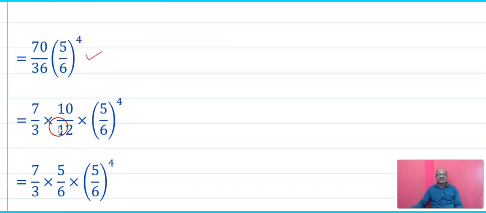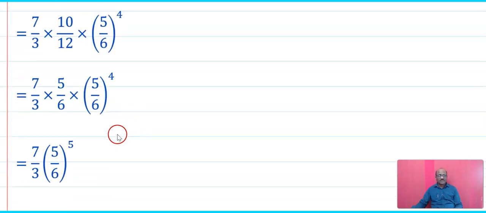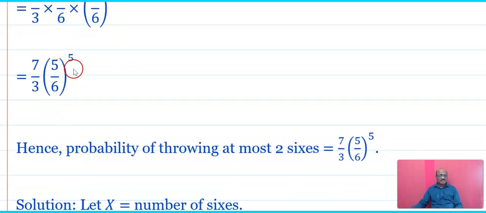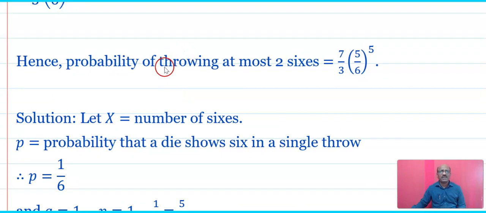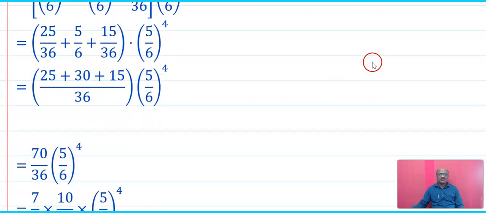And again on simplification, you will get 7 by 3 into 10 upon 12 into (5/6) raised to 4. Again you will get here (5/6) raised to 5. Therefore 7 by 3 into (5/6) raised to 5. Hence the probability of throwing at most 2 sixes is 7 by 3 into (5/6) raised to 5. Okay. Now the next problem.